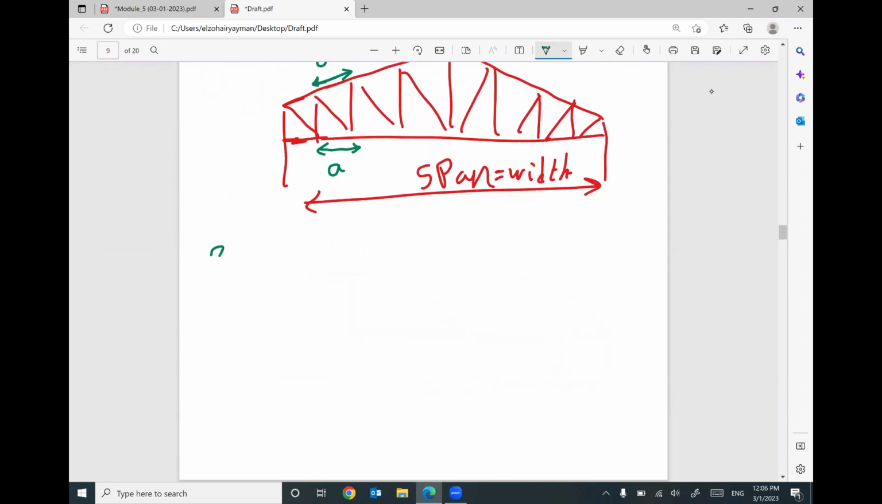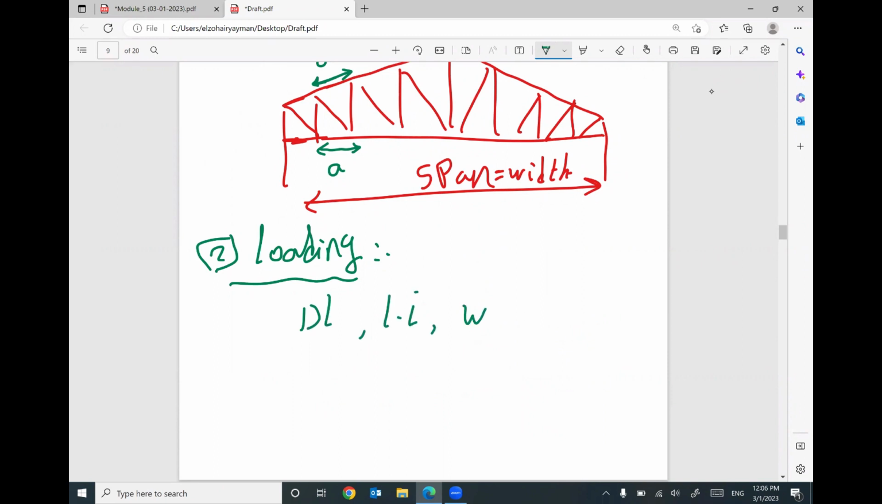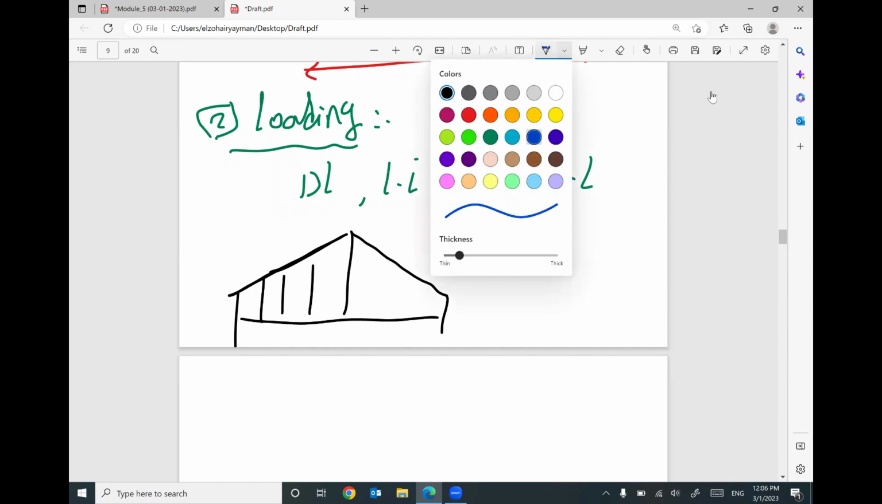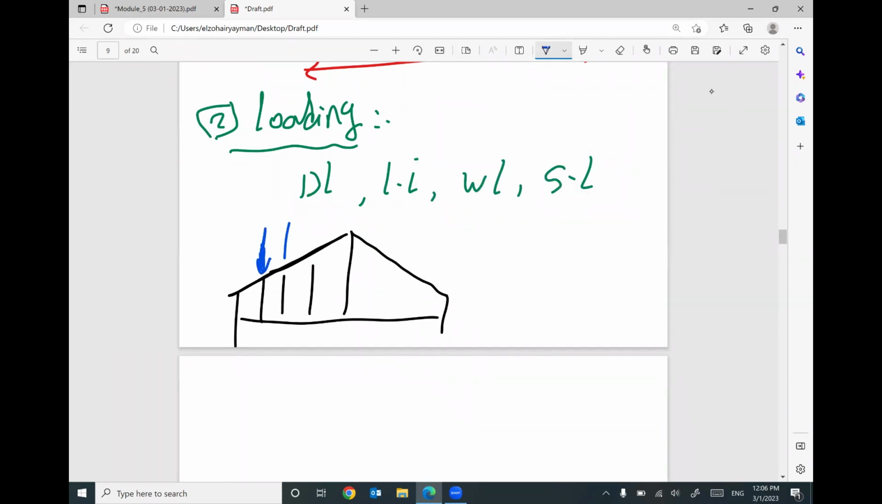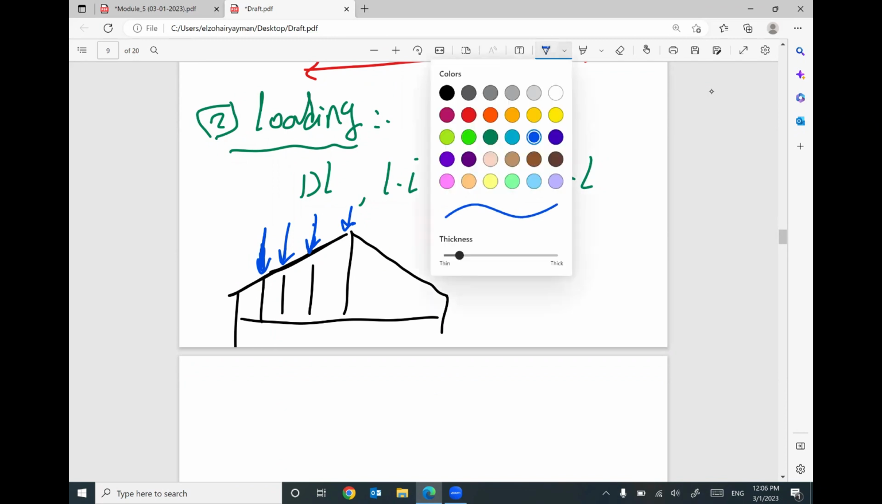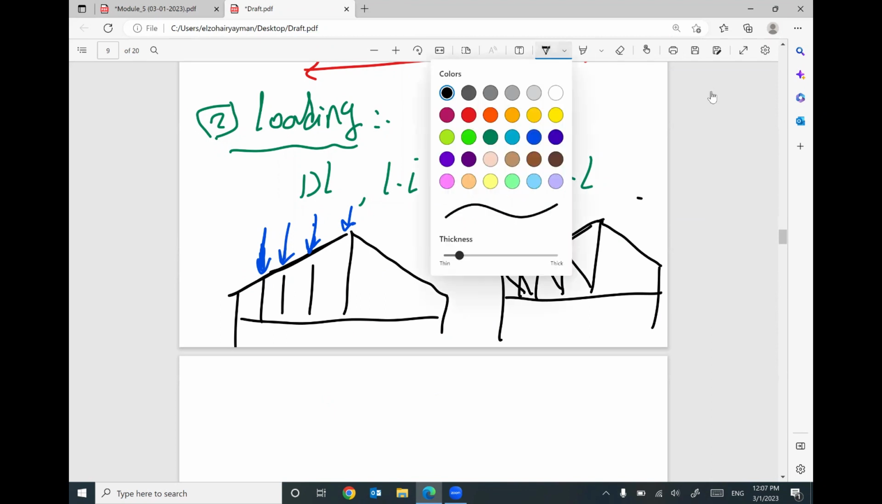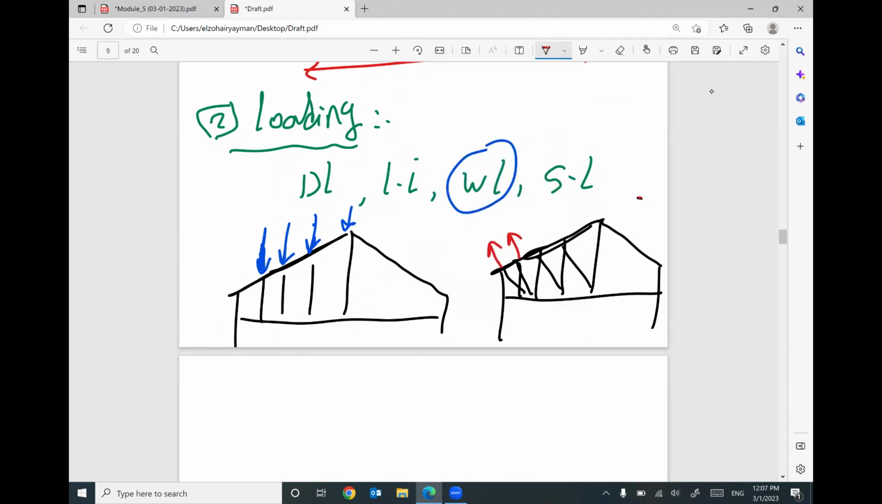Second step, I will start to make loading. I need to figure out how much dead load, how much live load, how much wind load, how much snow load. Keep in your mind that for your truss, all loads are vertically downward, except for wind load. The direction of these wind loads will be perpendicular to the roof, or the surface of the truss, like this. Suction.